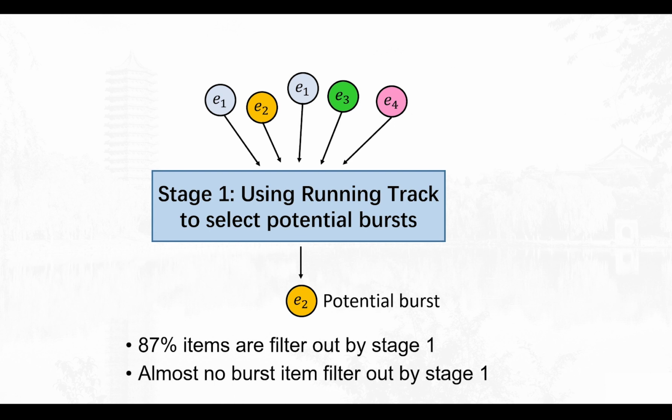And the non-potential items, that is, items with a small arrival rate, will be filtered out in Stage 1. Our experimental results show that, in our dataset, 87% of items are filtered out, while almost no burst item is filtered out wrongly by Stage 1.